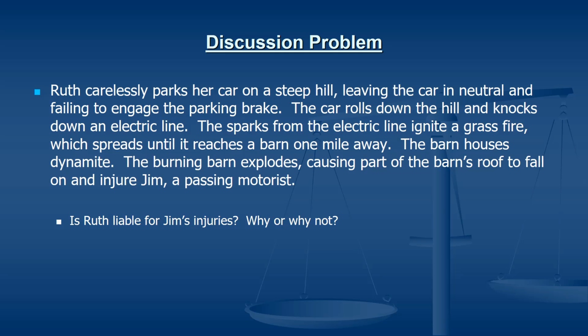But for Ruth's failure to engage the parking brake and leave the car in neutral, Jim would not have been injured, right? Because but for Ruth doing those things, the car would not have rolled down the hill. It would not have set the whole thing in process. So there is but for causation there. There is actual causation. But is there proximate causation?